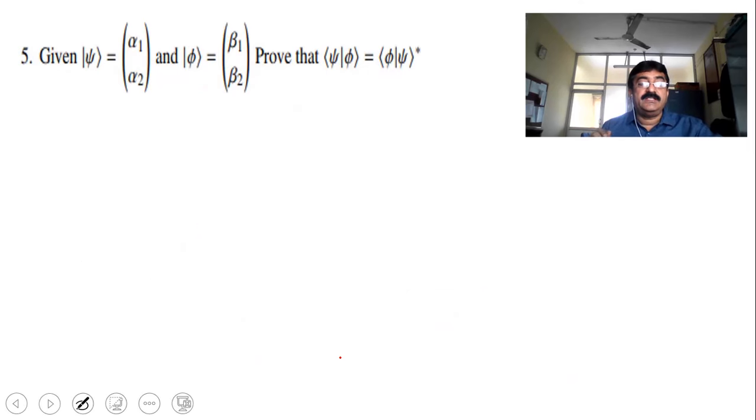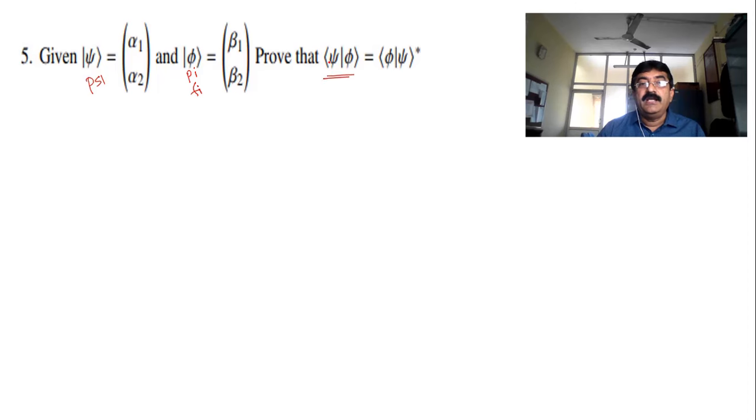Next question is, given ket phi is equal to alpha 1 alpha 2, ket psi is equal to beta 1 beta 2. This is psi, you have to pronounce it as psi. This you have to pronounce it as phi. Sometimes you call it phi also, because these Greek letters' pronunciation is a bit difficult.